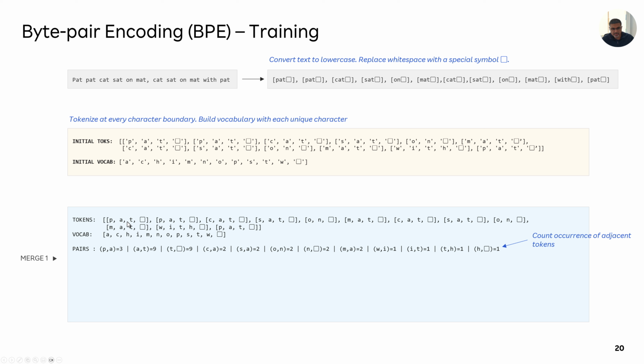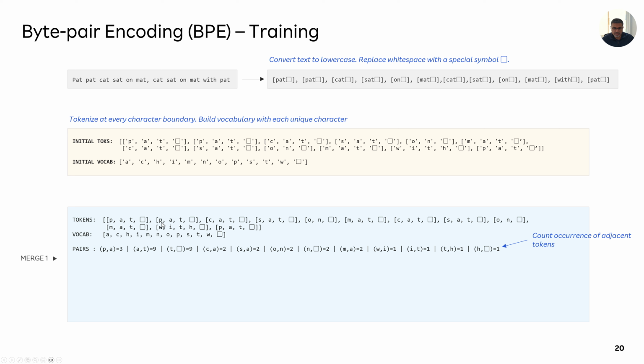It appears one, two, let's go down here, three. So three times it appears. I'm saying this pair appears three times in my sentence. Then let's look at the next pair, AT. How many times does AT appear? One, two, three, 4, 5, 6, 7, 8, 9. So 9 times. And T and white space also appears 9 times.